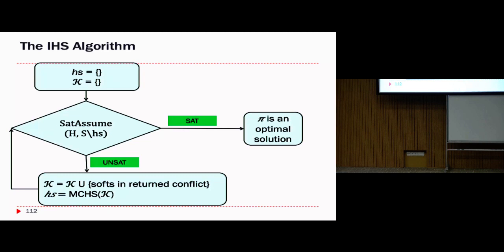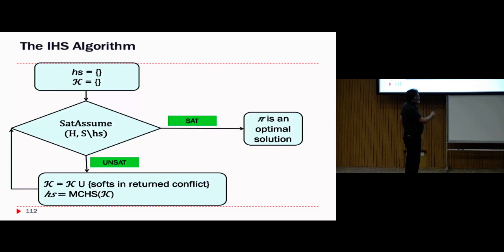And then you ask the SAT solver to solve all of the hard clauses along with assumptions which say satisfy all the soft clauses, except for the soft clauses in the hidden set. Okay? So in this case, the hidden set is empty. So initially, I'm going to try to satisfy all the soft clauses.